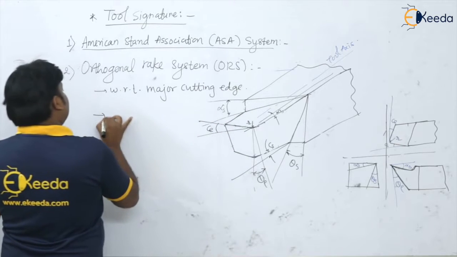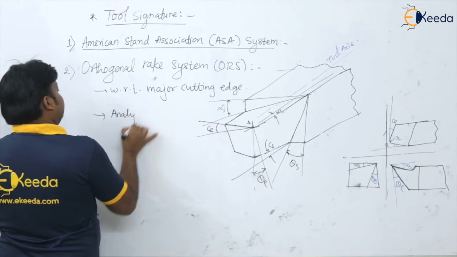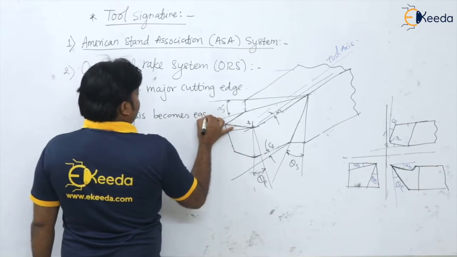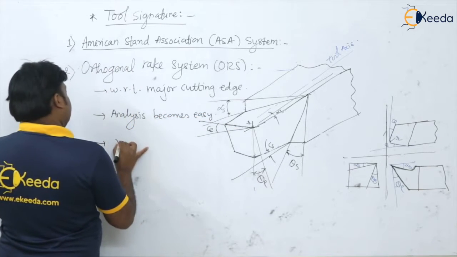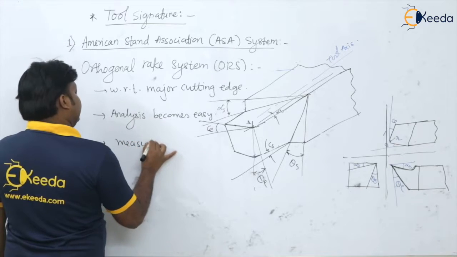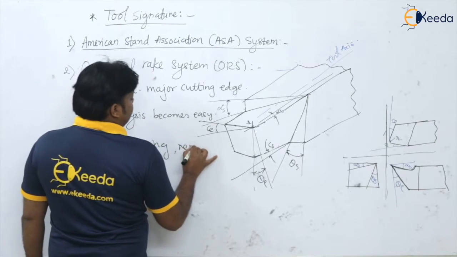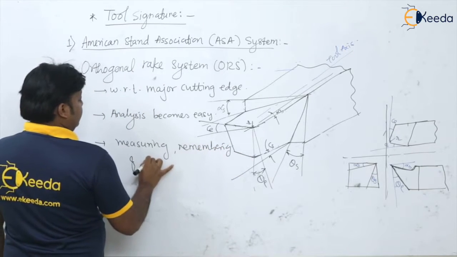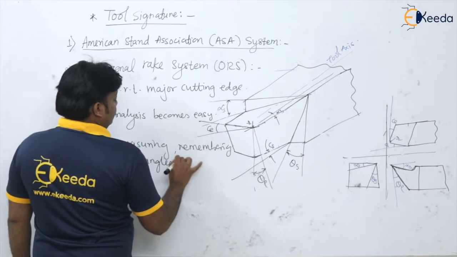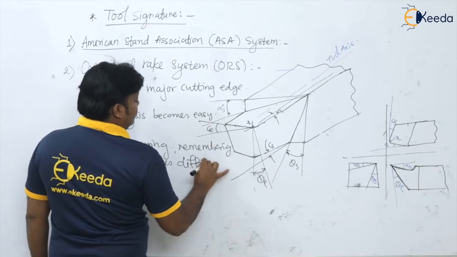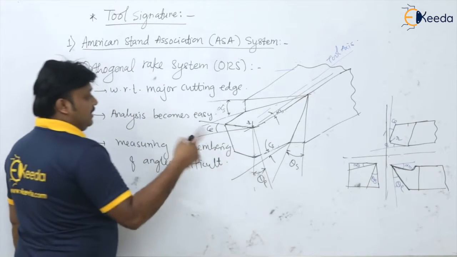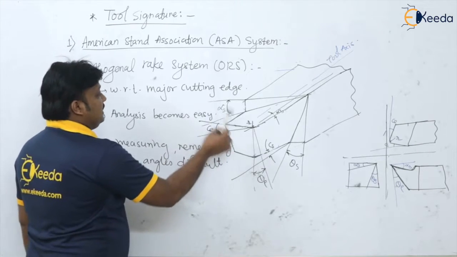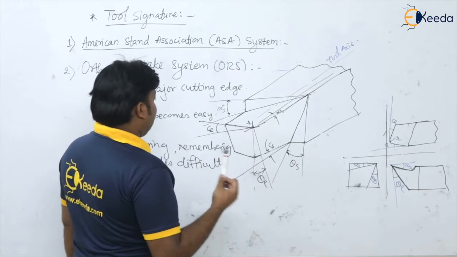So what happened? Analysis becomes very easy. But yes, measuring and remembering these angles is very difficult. Why? Because every time we need to draw this isometric view of the tool. Okay, so this is used by researchers, scientists or analysts.